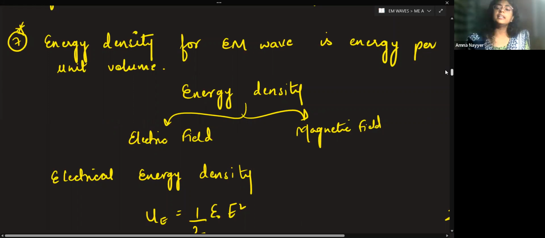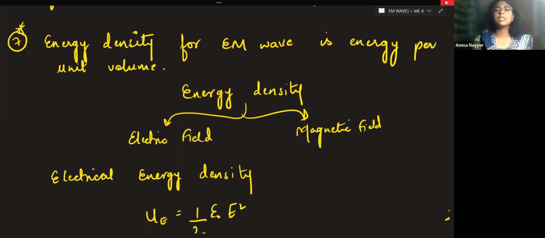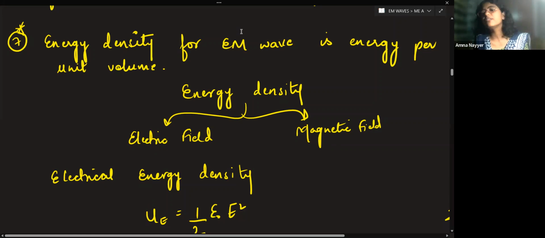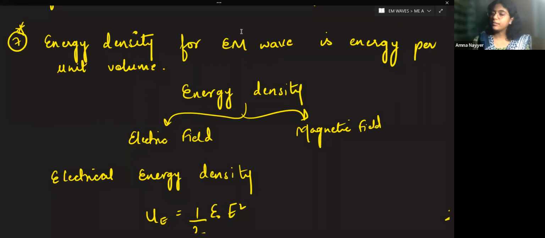Now, the total energy that is comprised in this electromagnetic field is either due to the electric field that is present or due to the magnetic field that is present. If it is due to the magnetic field, we'll call it the magnetic energy. If it is due to the electric field, then we say it is the electrical energy that exists. Now, electrical energy we have already seen and discussed earlier.